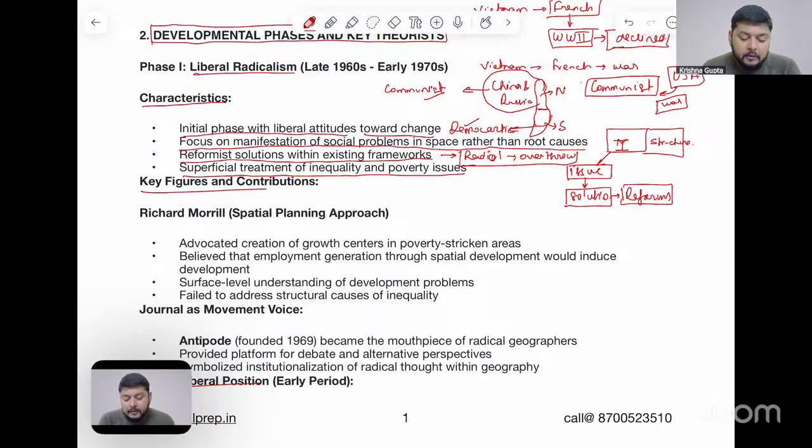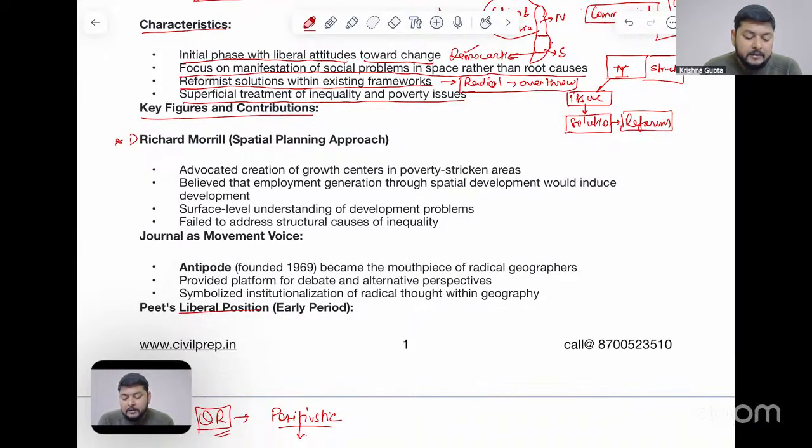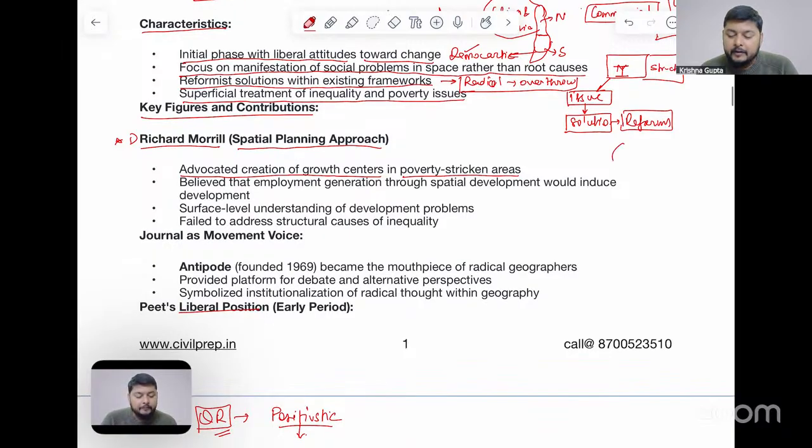Now, the key figures and contributors for liberal radicalism. Number one, a very important person, Richard Morrill. His spatial planning approach was very much appreciated for overcoming the problems. He advocated creation of growth centers in the poverty-stricken areas. For example, if this is an area where black people are living, we can start growth centers here with respect to the market, with respect to industries, with respect to services, which will help the poverty-stricken people to come out of poverty. He believed that employment generation through spatial development would induce development.